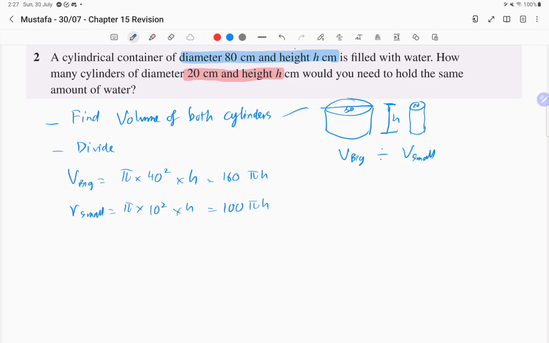And how many cylinders of diameter 20 and height h would you need to hold the same amount of water? So you take the volume of the big one, 40 by 40, that's 1600, divided by the volume of the small one, 100 pi h. Pi h will cancel out, the 100 cancels out the 2 zeros, so the answer will be 16. You need 16 of the smaller ones to hold the same amount of water.